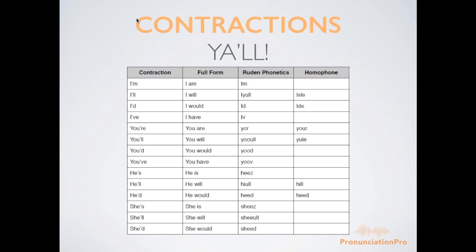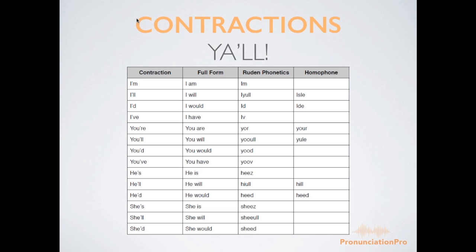So I'm: the full form is I am, but it's just I'm, long I and then M, I'm. Next one, I'll. I will is the full form, but the contraction is I'll. If you look at the root and phonetics, there's kind of that invisible Y in there, because we have the U, right? I'll. It's just like the word aisle. The homophone is aisle, like the bride is walking down the aisle, or the path. Same pronunciation.